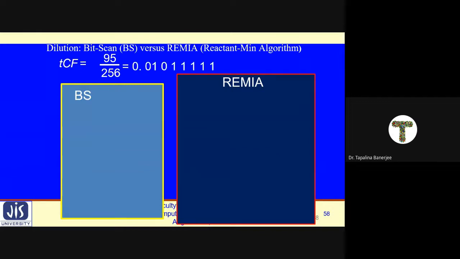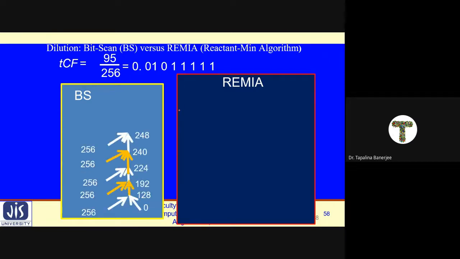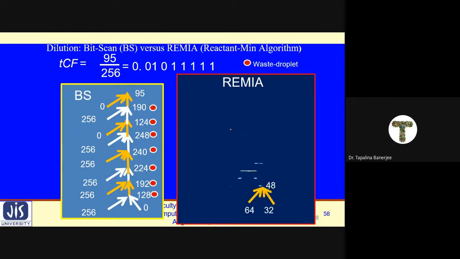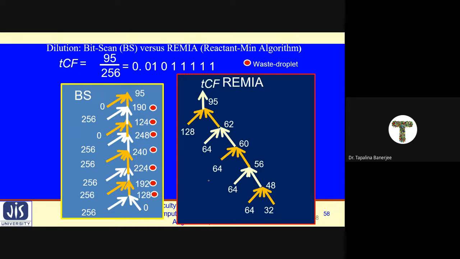Let's see how it is possible. In the case of BS, if we consider the target CF as 95 by 256, then the equivalent binary form is this one. So in the case of BS, we have this tree. But in the case of REMIA, what do we have? We have this. How is it possible? This is the background theory of REMIA, that is, how the reactant minimization algorithm can reduce the use of these costly samples through the PCVs.